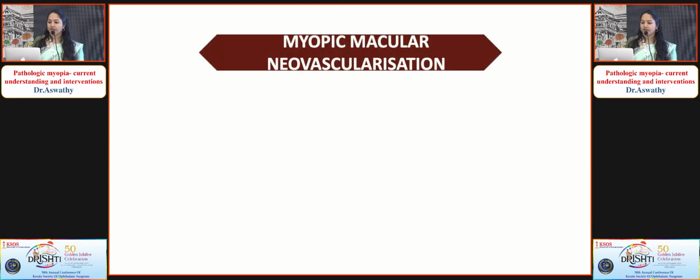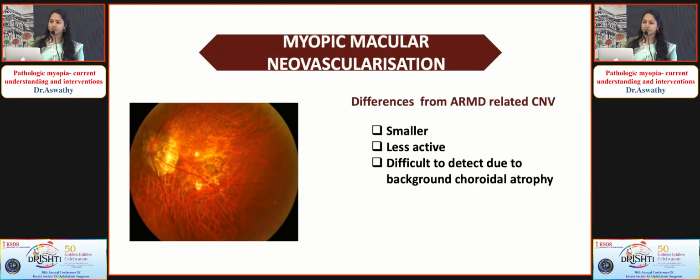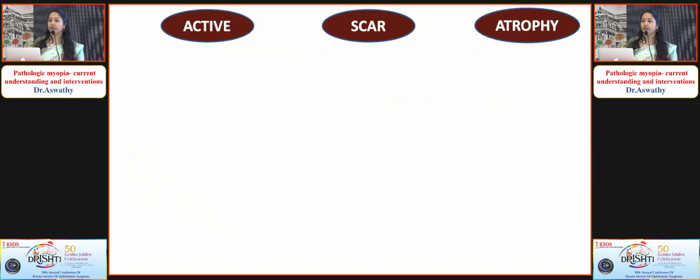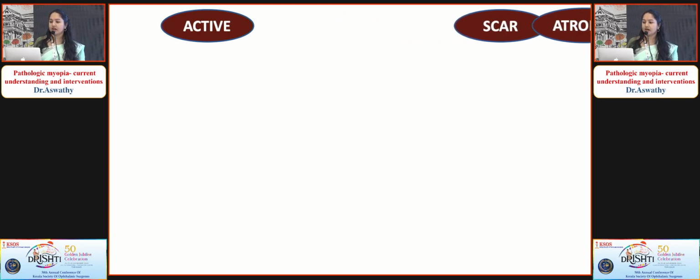Myopic macular neovascularization is smaller, less active, and more difficult to detect due to background chorioretinal atrophy, and the exudative changes will be much lesser as compared to ARMD related CNVM. It can occur in 3 phases: active, scar, or atrophy.